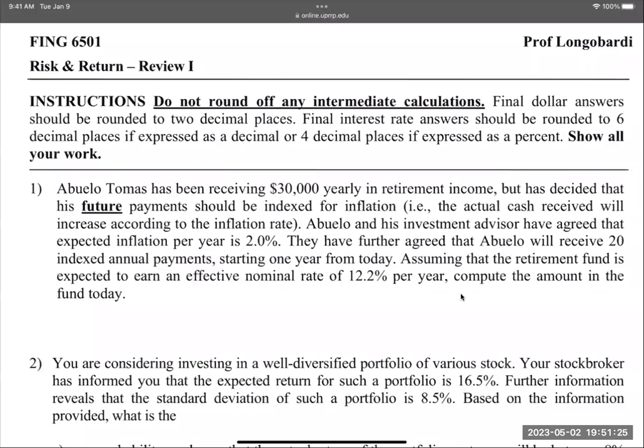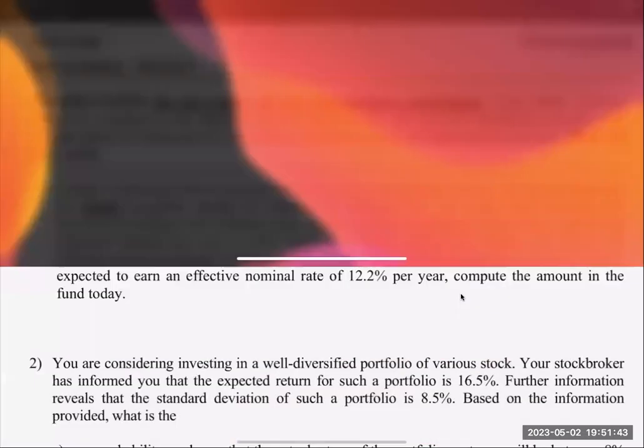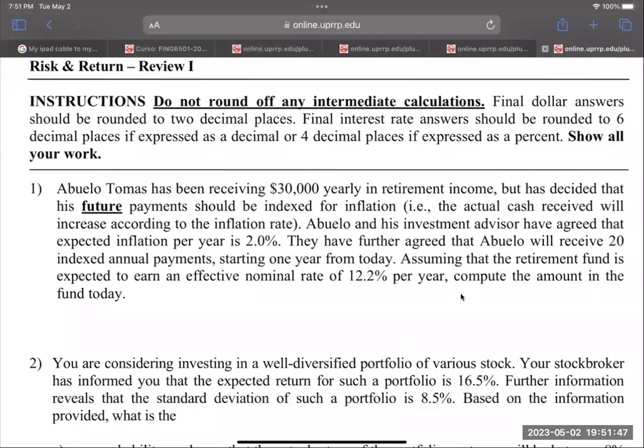So Abuelo Tomas has been receiving $30,000 yearly in retirement income, but has decided his future payments should be indexed for inflation. The actual cash received will increase according to the inflation rate. He estimates that expected inflation is 2% a year. They have further agreed that he will receive 20 indexed annual payments starting 1 year from today. Assuming the retirement fund is expected to earn an effective nominal rate of 12.2% per year, compute the amount in the fund today.